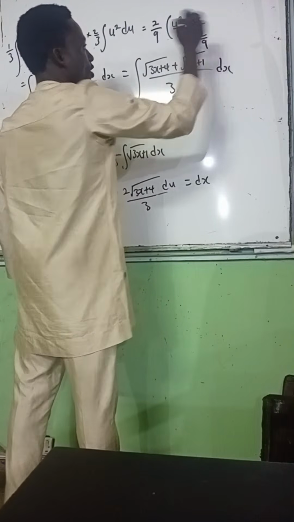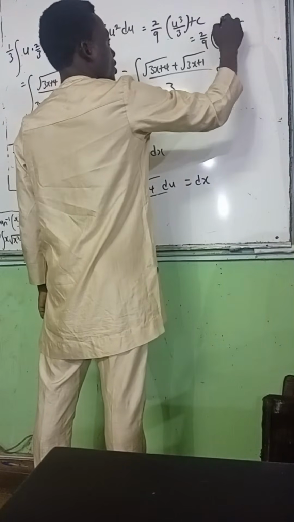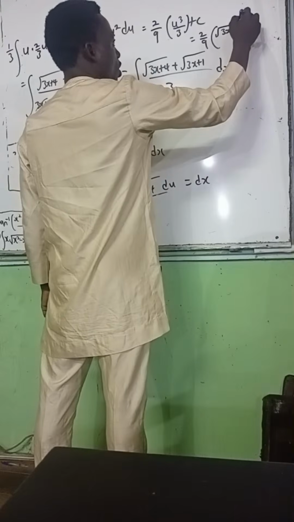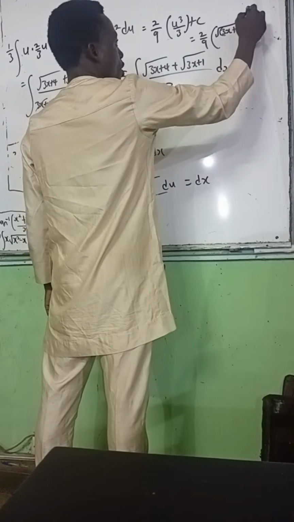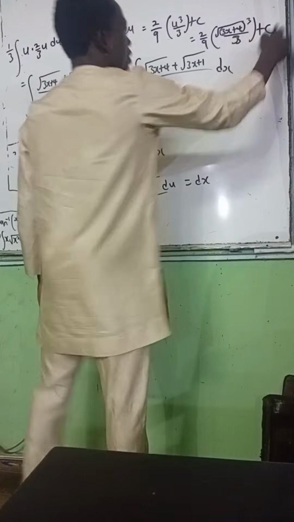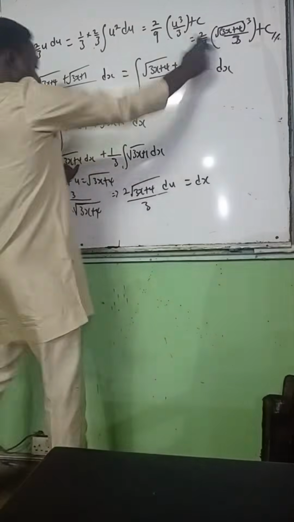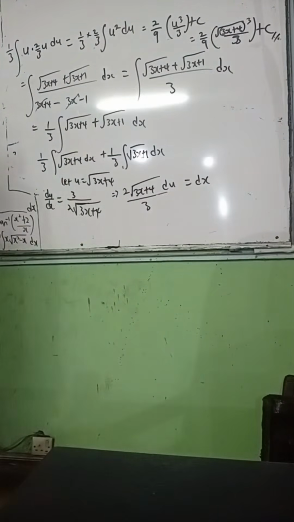And that gives you 2 over 9 root 3x plus 4 cube over 3 plus c. Is that clear? This is the first part. Let's write it down because I want to clean the board. The solution to this is this. It remains this. Then we add them together.